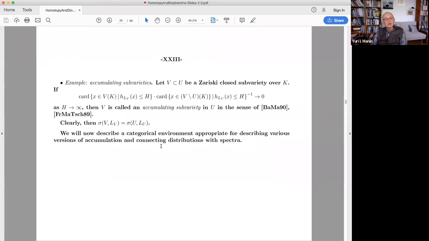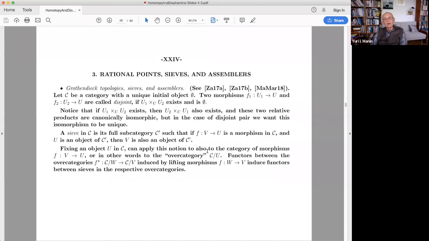And now I will describe a categorical environment appropriate for describing various versions of accumulation and connecting distributions with spectra. So as I said, I have described separately the topological side of the matrix and then separately the Diophantine side. And now the bridge, the modern contemporary bridge. I will use constructions invented by Inna Zakharevich in 2017. And in our paper with Marcolli in 18, we gave them a brief exposition and tried to stress their universality.